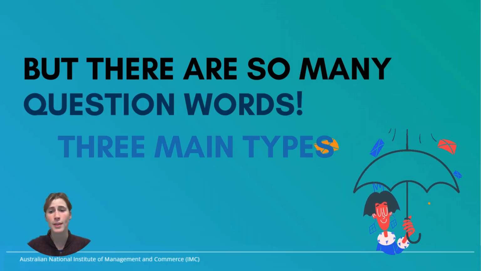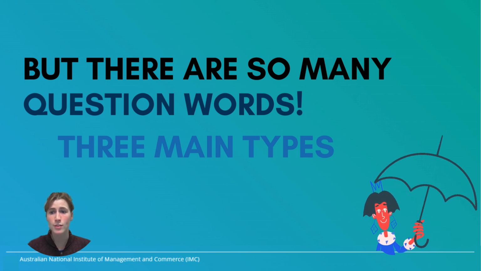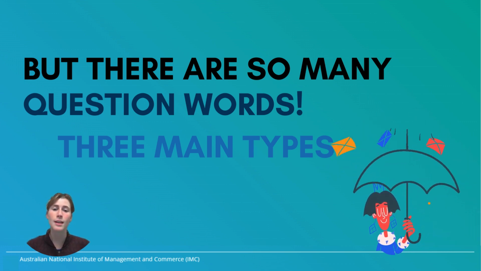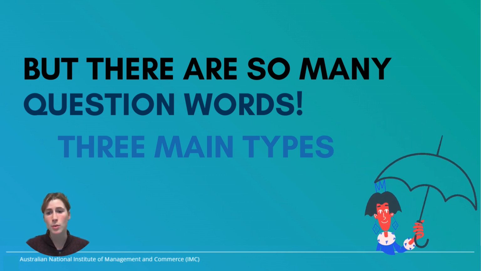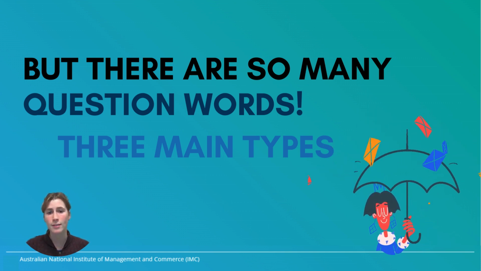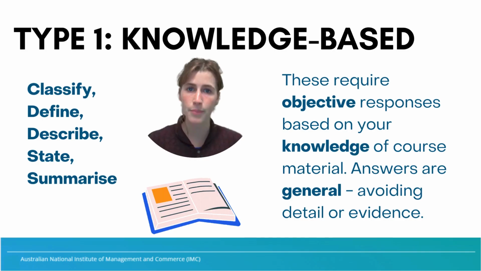But there's a problem with this. There are hundreds of different question cues. Are you expected to memorize the response to each one of them? Luckily, all question words fall into one of 3 categories, and we can use a similar response structure for each word in a category. Let's have a look at these categories.